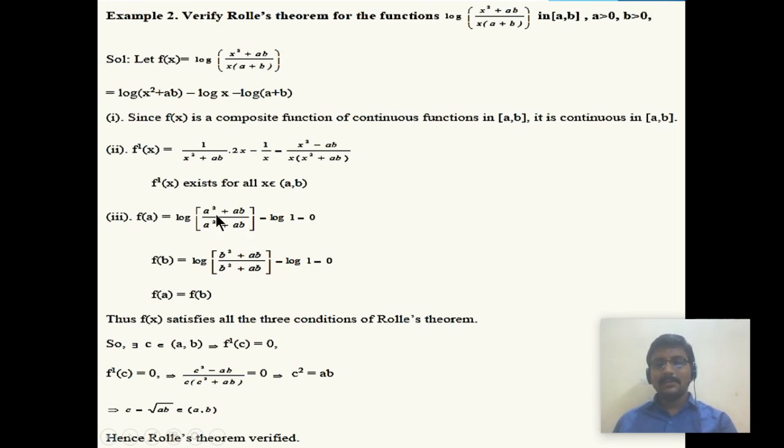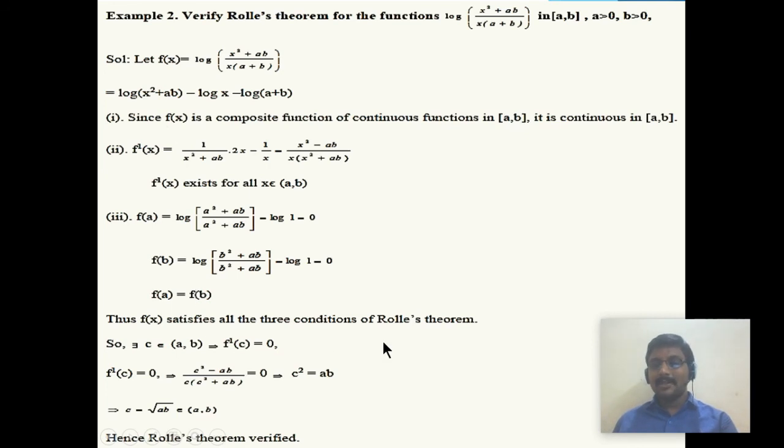Clearly a square plus ab and a square plus ab get cancelled. We will have log 1. But what is the value of log 1? 0. So similarly, f of b is also 0. Both the functional values are equal. Thus, f satisfies all three conditions of Rolle's theorem.